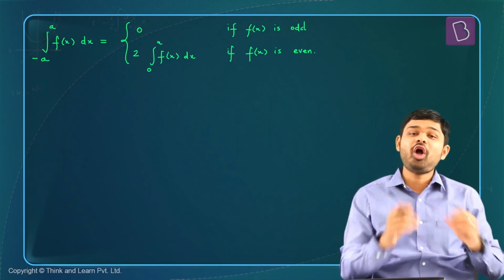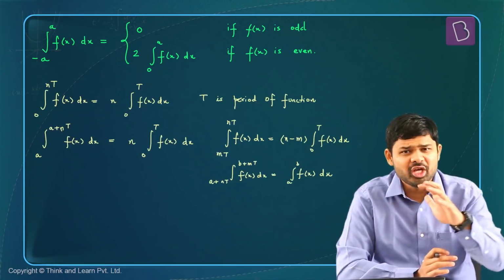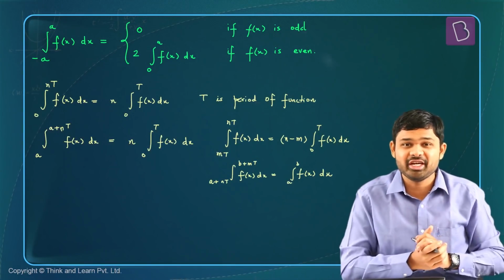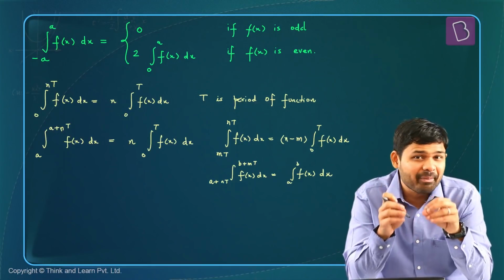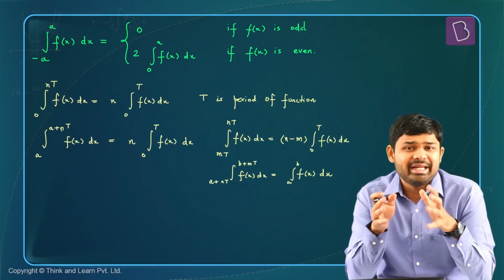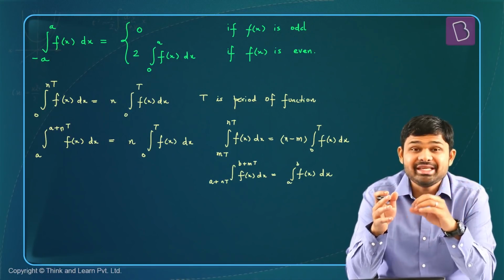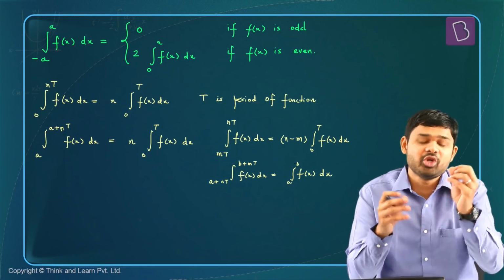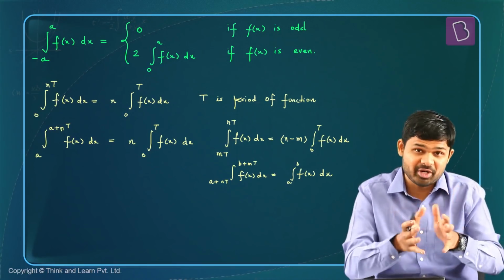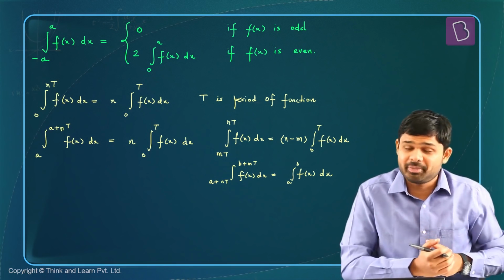And then you have a lot of properties for periodic functions. You know that there are plenty of periodic functions that you learn about in your 11th and 12th standard. So if all these functions appear, you can play with their periodicity. The integral from 0 to nT of f(x) dx is nothing but n times the integral from 0 to T of f(x) dx, where T is the periodicity of that particular function, the period of your periodic function.